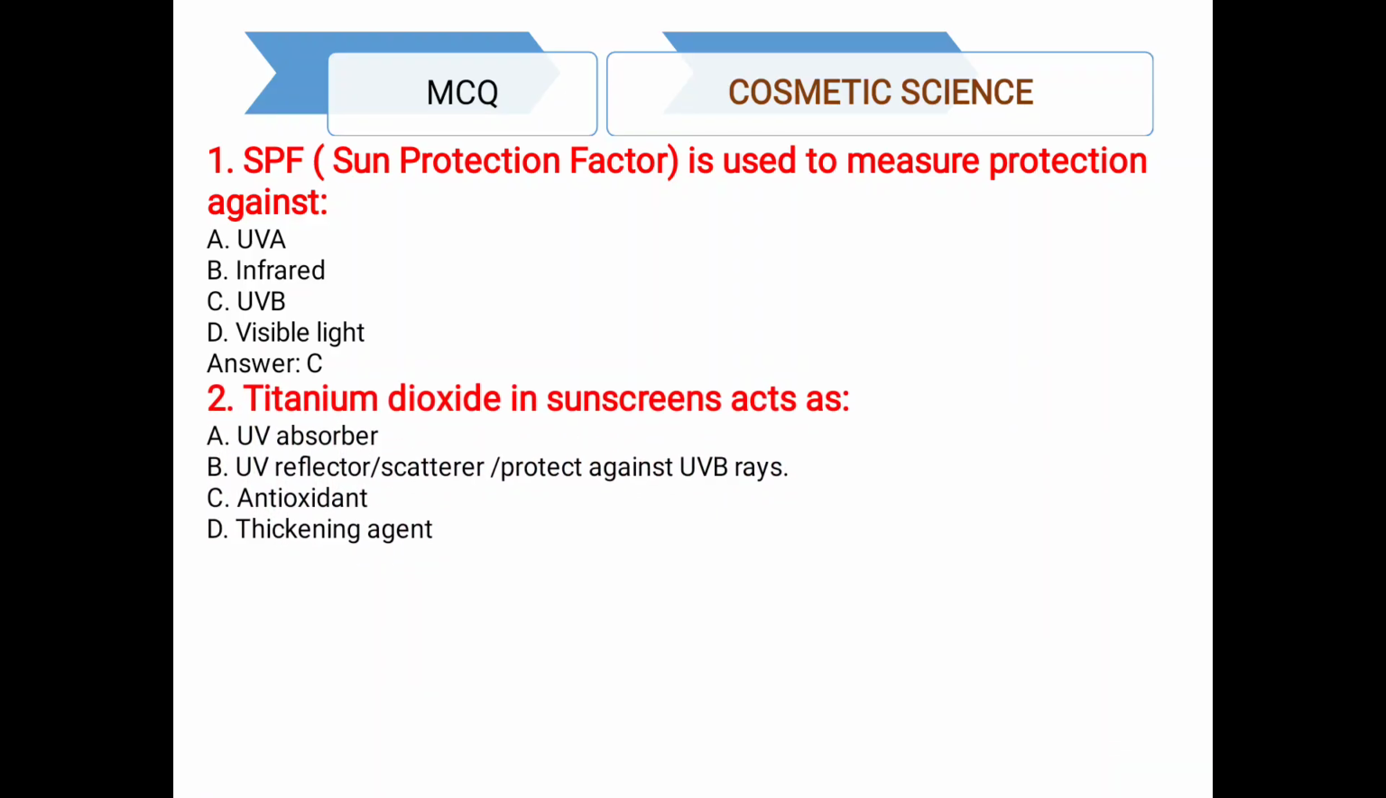Next, titanium dioxide in sunscreen acts as A, UV absorber, B, UV reflector, scatterer, protects against UVB rays, C, antioxidant, D, thickening agent. So B is the correct answer.